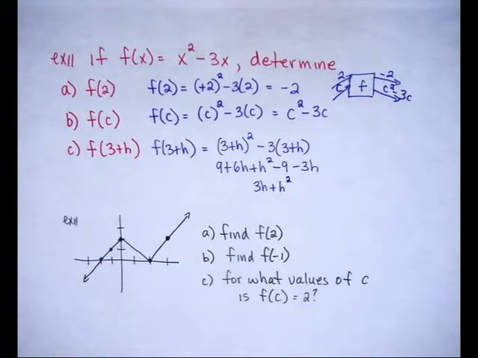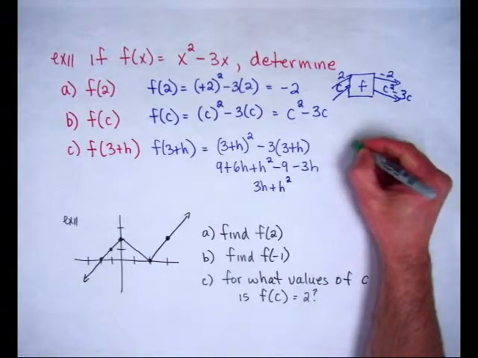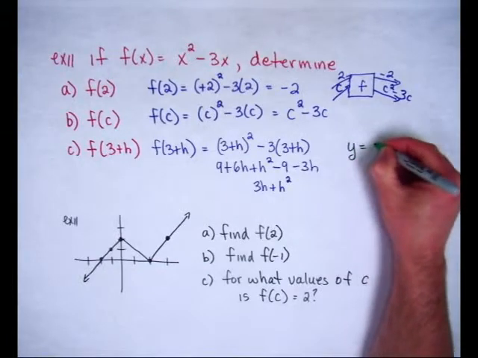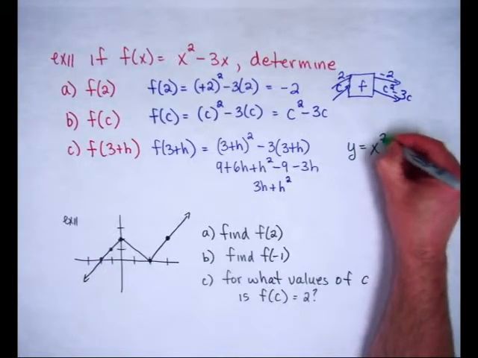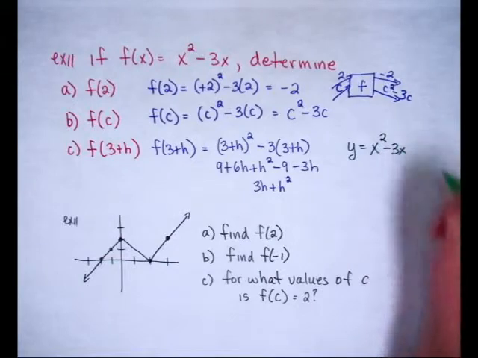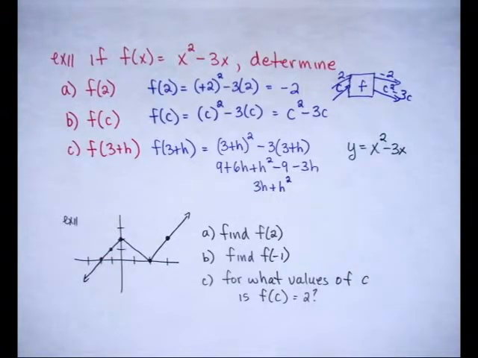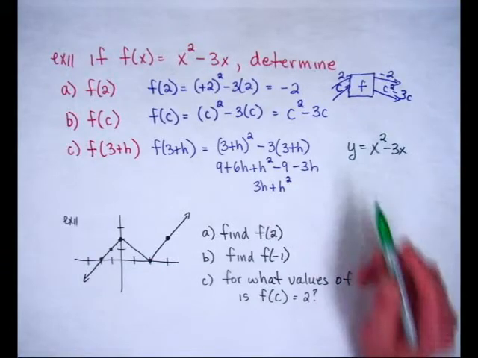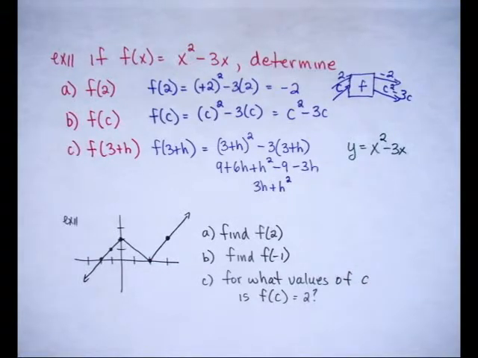Maybe just another comment. The function symbol is handy because it allows you to show what you're plugging into the function. Just so you know, you can use the letter y. Often we would just write a function as y equals x squared minus 3x. That's something that you're probably familiar with as well. The only problem with using y is, if you wanted to plug a number into the function, how would you express it? How would you show that?